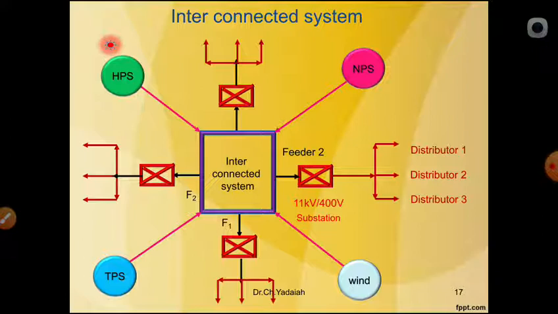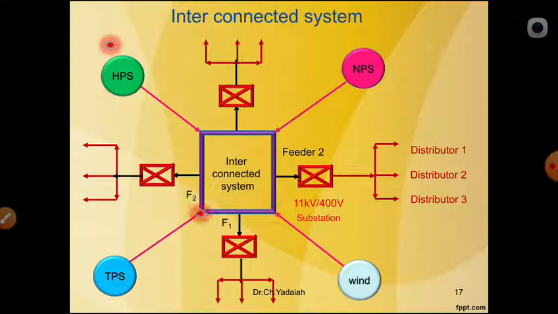If any problem occurs in one generating station, it is automatically coped with by the other three stations. That is known as interconnected power generating stations. We can say the power grid. So that is a benefit of this.